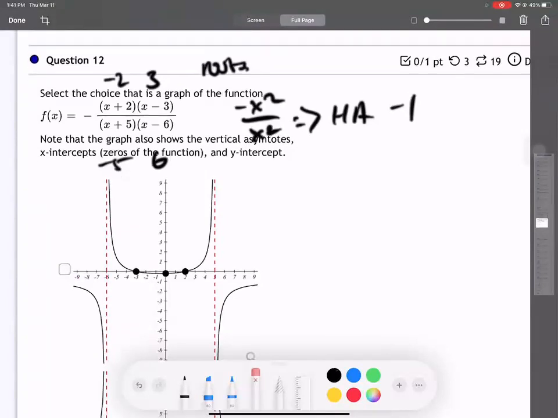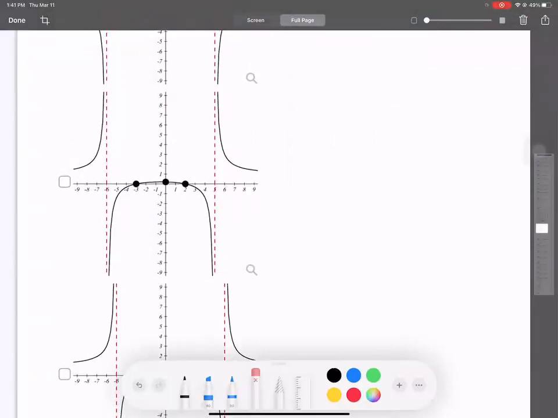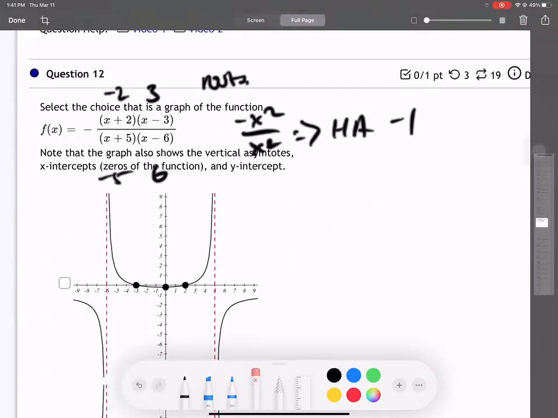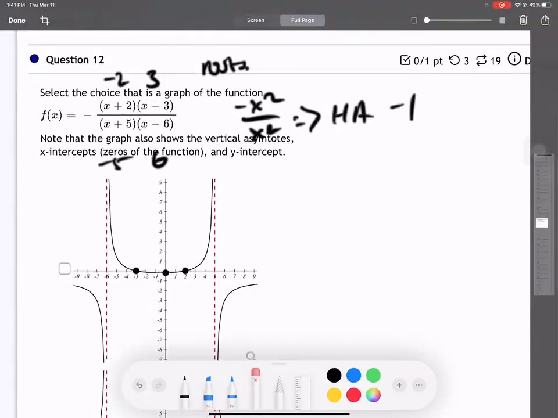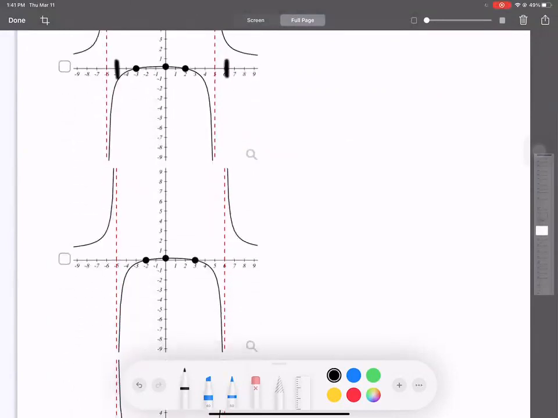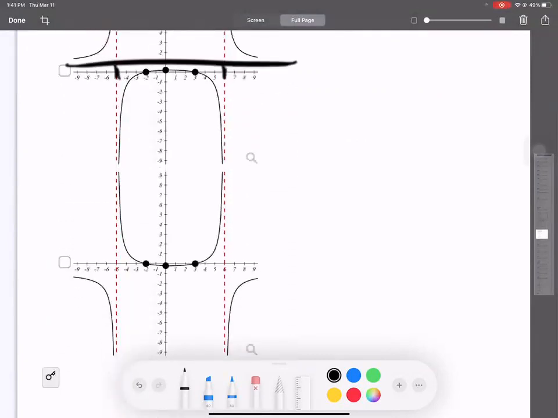This is not the right graph for me. -3, +2. Okay, we have a horizontal asymptote. This looks right. But then we have a vertical asymptote at 6 and -5. We are not at 6 here and -5. That was close. Darn, that was close. Okay, 6 and -5. All right, we got that. Horizontal asymptote is up here though. No, we said horizontal asymptote was negative.